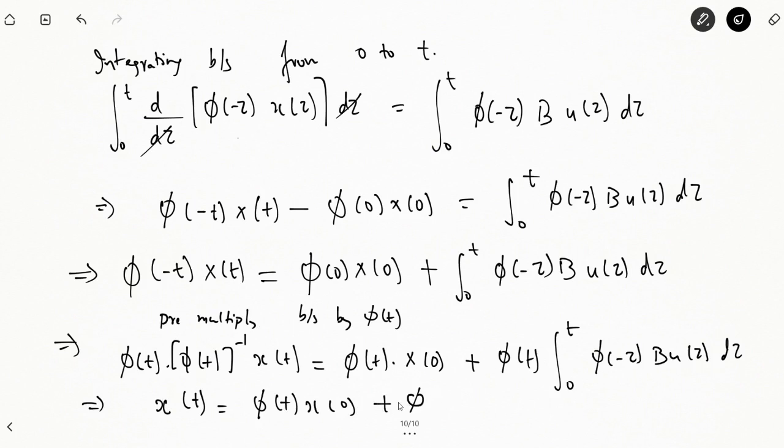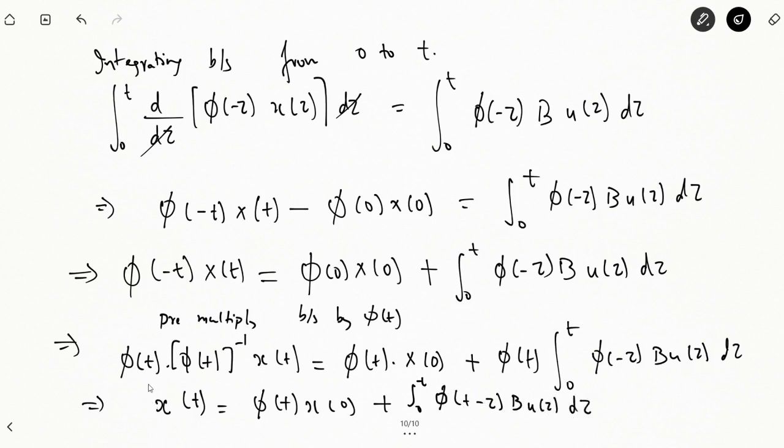Now in case of a non-homogeneous equation, this integral term is extra. Phi of t we can take inside. Phi of t into phi of minus tau, phi of t1 into phi of t2 becomes phi of t1 minus t2. That is phi of t minus tau B u of tau d tau.